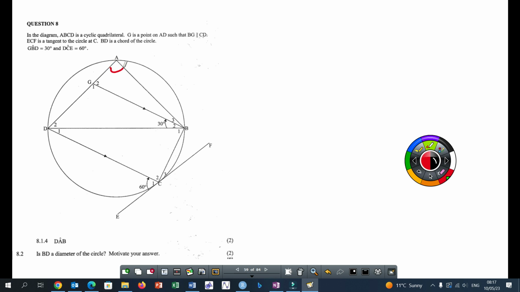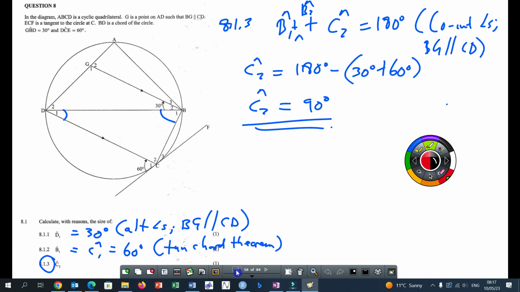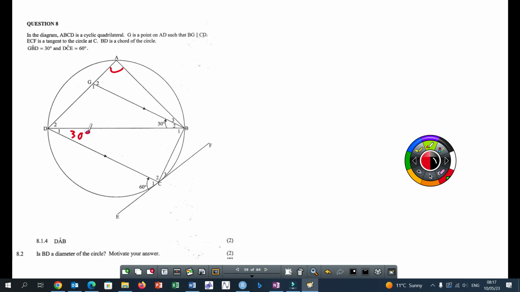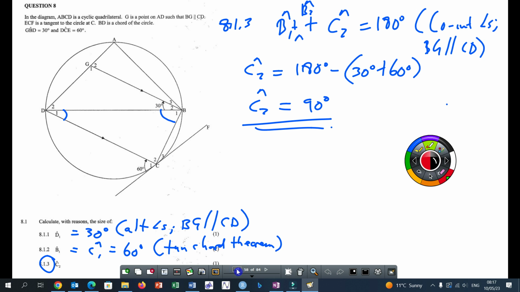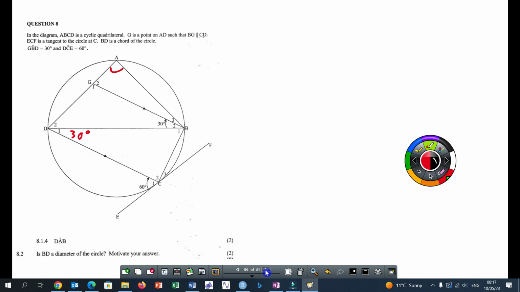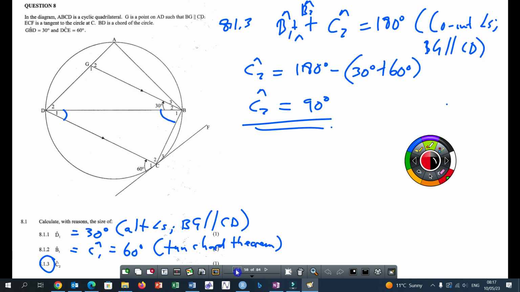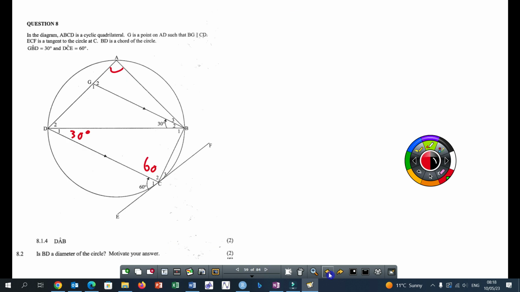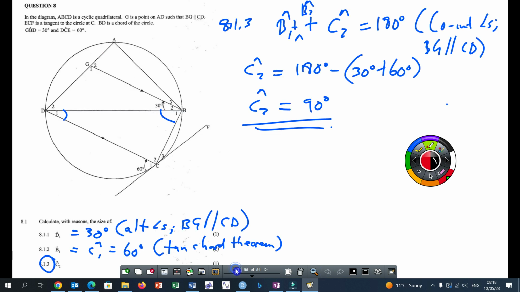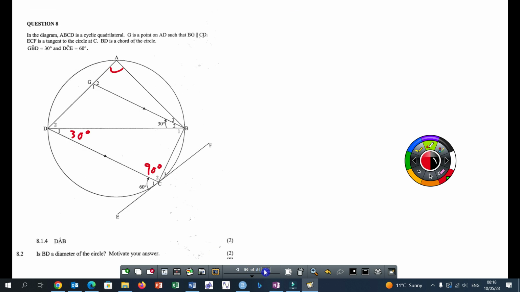Now, based on the information we have from the previous question, D1 is 30. So this is 30. And C2 is 60 degrees. Okay. So C2 is 90, sorry. Okay, it's 90. C2 is 90. And we also calculated B1 and we got it as 60. So B1, which is this one here, is equal to 60 degrees.